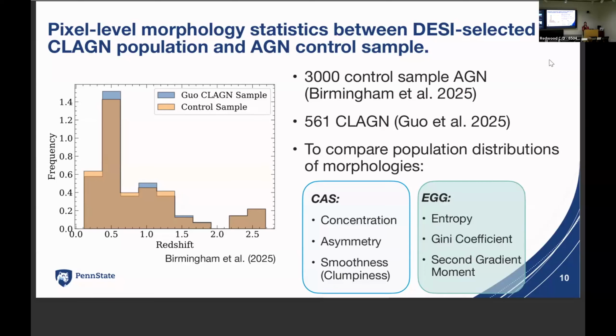RJ Dunlap is here. He's got a poster. I don't know if the posters are still up or not, but you can always talk to him. He's been doing some interesting stuff with machine learning clustering and trying to figure out how these morphology statistics are able to separate out different populations.